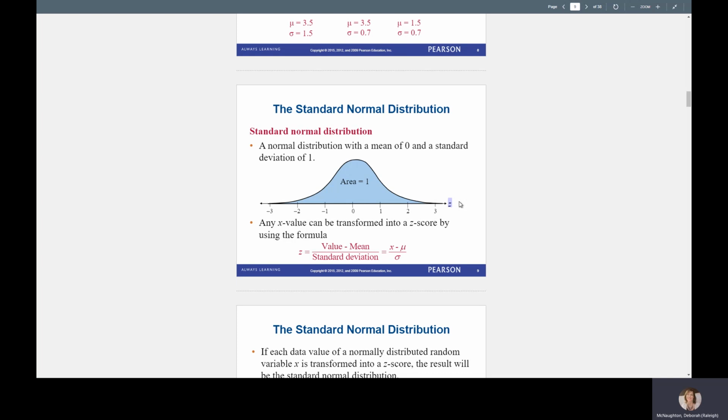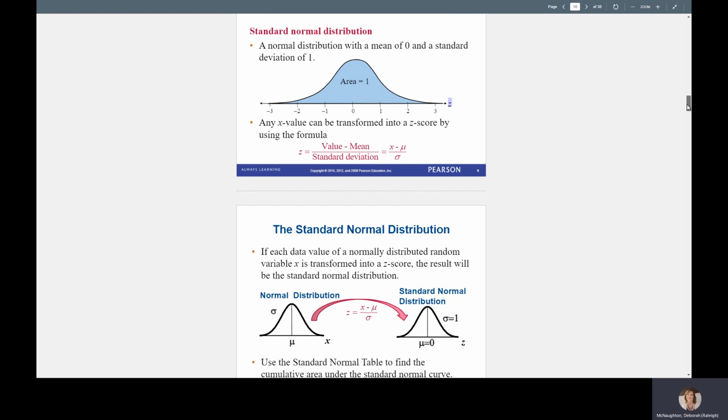So I'm going to show you how to use the table, but today we have technology that will do the calculations for us. But before we had that technology, because there are so many values for these tables, there was only a table created for the standard normal distribution, and then you would transform your distribution into a standard normal so that you could look up values in the table.